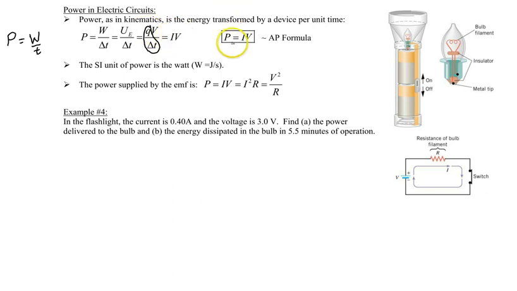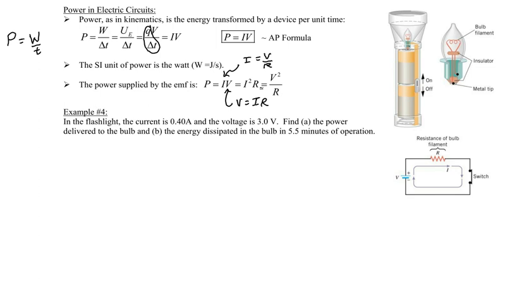Now there are a variety of other forms. If you were to replace, for example, voltage with current times resistance, you would get this form, I squared times R. Or if you were to replace current with voltage over resistance, you would get this third form. On the AP formula sheet, you're really only going to have power equals current times voltage, but you are given Ohm's law right here, and so you should be able to get the other two forms easily.